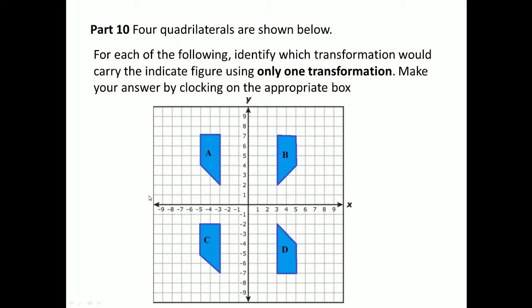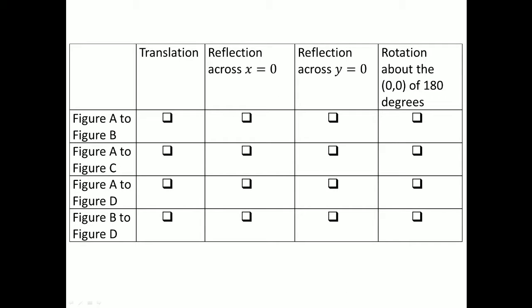Okay, so part 10. Four quadrants are shown below. For each of the following, identify which transformation would carry the identical figure using only one transformation. Make sure you check your answer on the approximate box. A is here, B is here, D is here, and C is there. Again, you just have to rotate it for it to make sense.